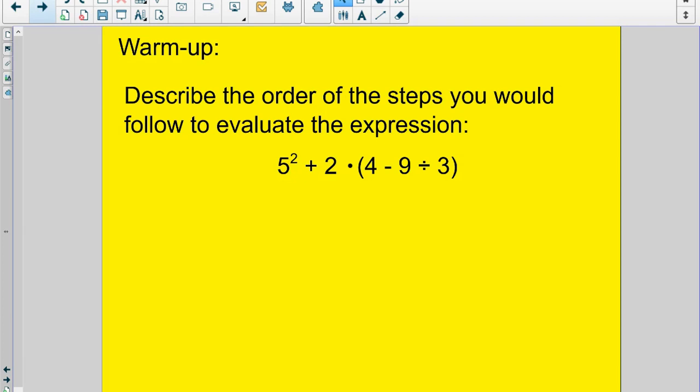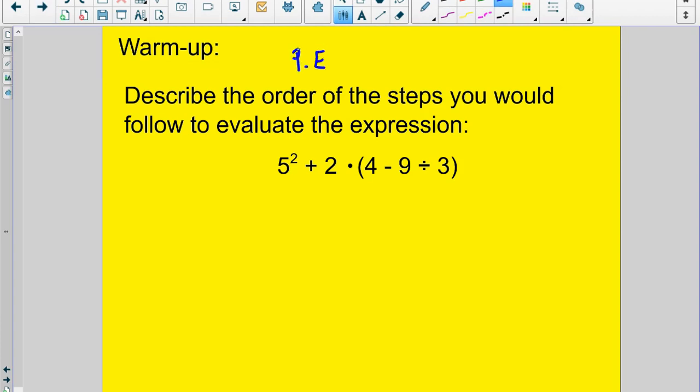Take a moment to pause your screen and try this short warm-up. Describe the order of the steps you would follow to evaluate the expression. All right, so remember when you are evaluating expressions, we follow the same order around the world.